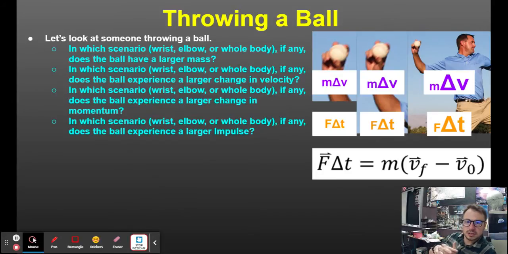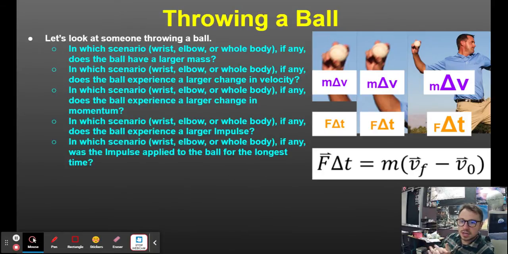Now, in which of these scenarios does the ball experience a larger impulse? Well, it's going to be the person using their whole body to throw it. Now, in which of these scenarios is the impulse applied to the ball for the longest time? So this is the key to it, right? I think I should change that to force applied over time, but it is like the impulse applied for a time. It's going to be the whole body, right? So when you're throwing with the wrist, the force is just applied for that amount, right?